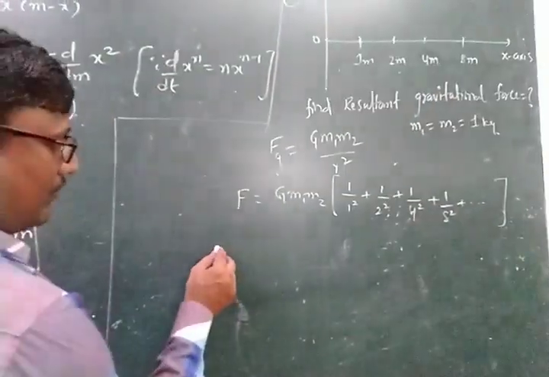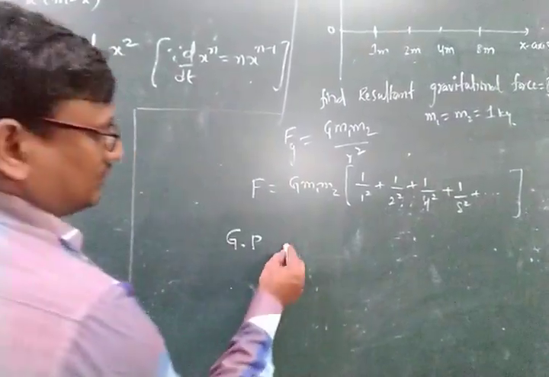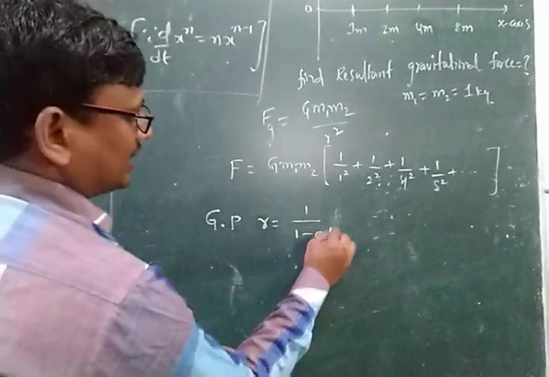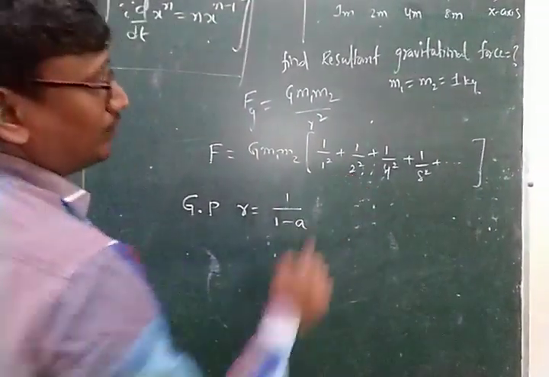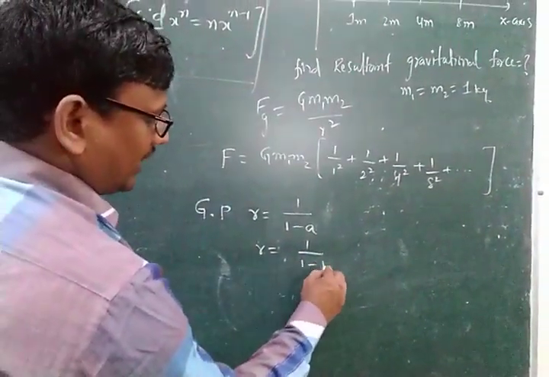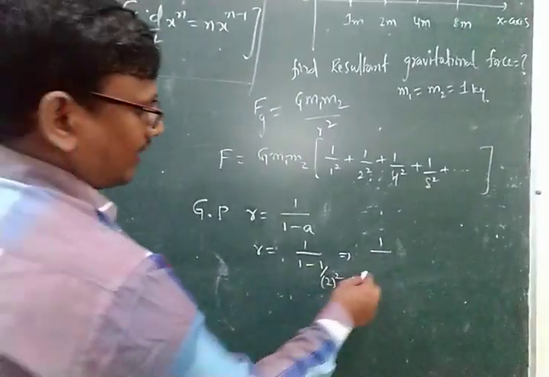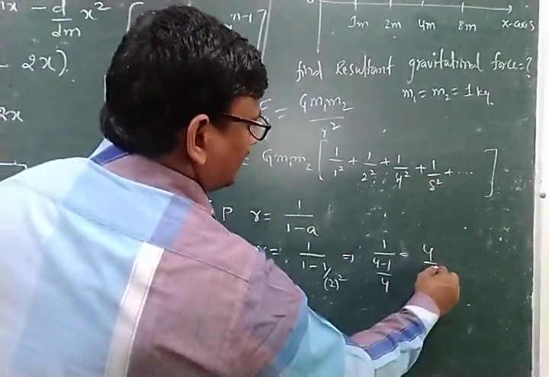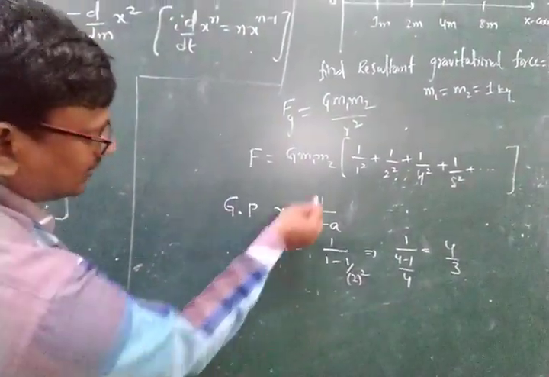In mathematics, for a geometric progression, GP, what is the formula? The sum is 1 by 1 minus r, where r is nothing but 1 by 2 whole square. So the sum is 1 by 1 minus 1 by 4, that is equal to 4 by 3. The sum is 4 by 3. Now substitute this value here.